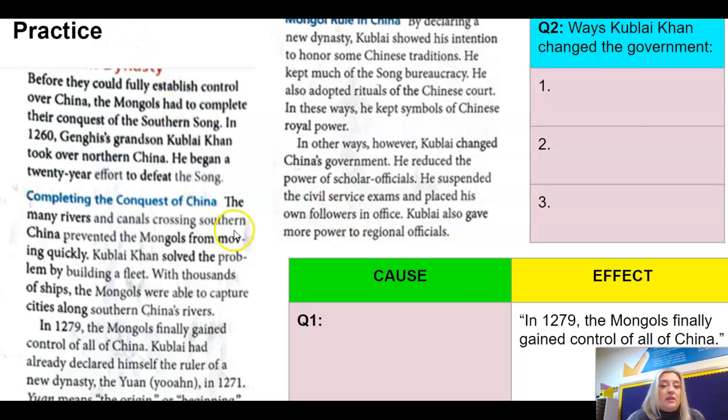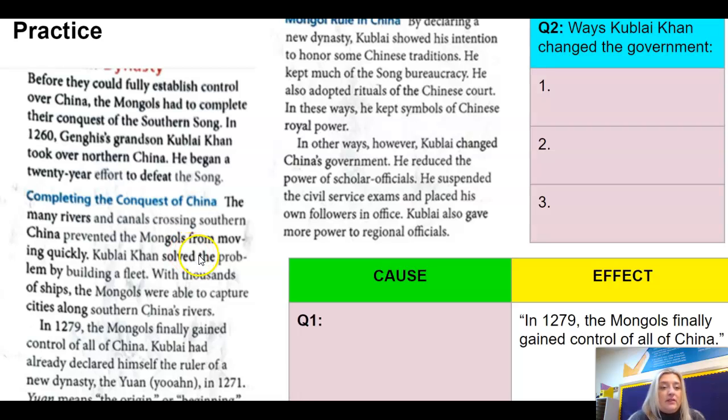So we're going to go ahead and get started. And again, I want you to think about, while we're reading this first part, what caused the Mongols to finally gain control of all of China. Before they could fully establish control over China, the Mongols had to complete their conquest of the southern Song. In 1260, Genghis Khan's grandson Kublai Khan took over northern China. He began a 20-year effort to defeat the Song.